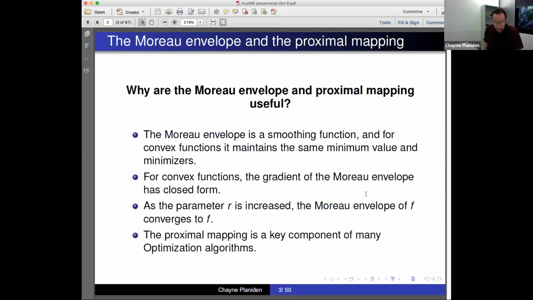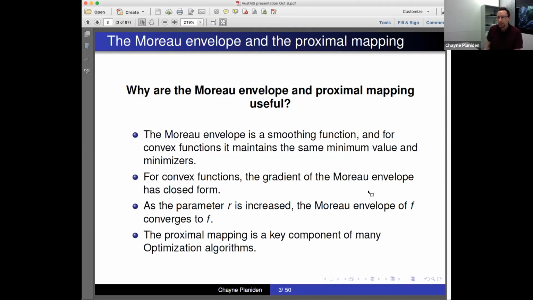So we find these elements quite useful for many reasons. The Moreau envelope is a smoothing function. First of all, it will smooth out all the non-smooth kinks. Well, not all, but the exterior-facing kinks in your non-smooth function. But it keeps the same minimum value and the same minimizers. So it's a method of smoothing out a non-smooth function, and then once you do that, you can use smooth techniques to minimize your function instead of having to deal with non-smooth.